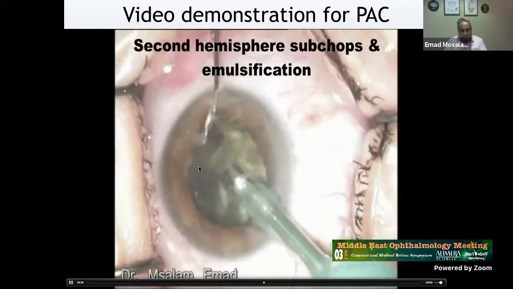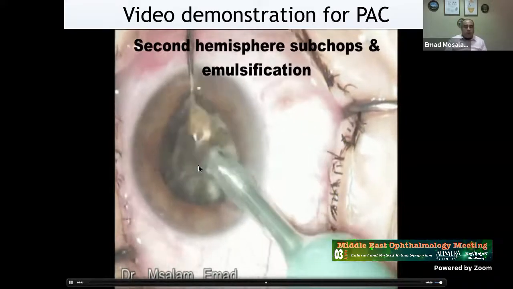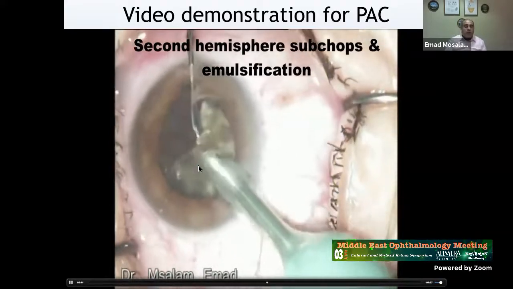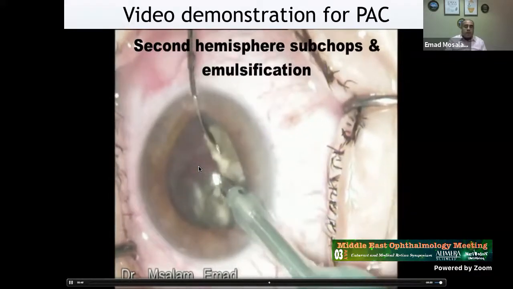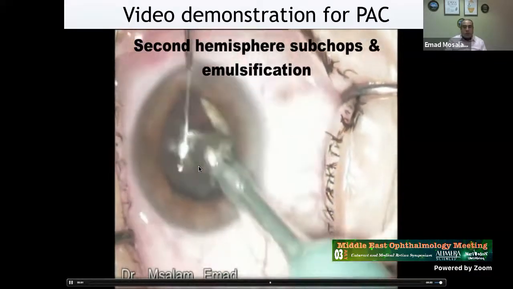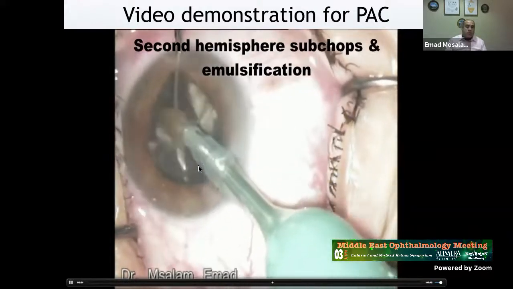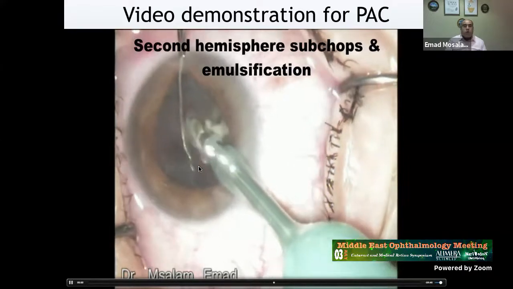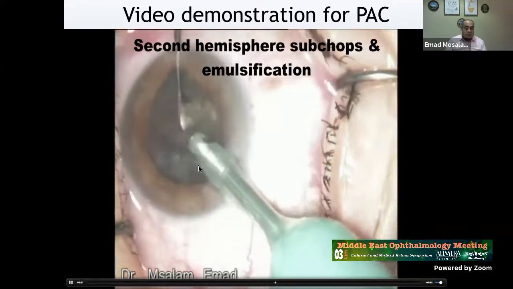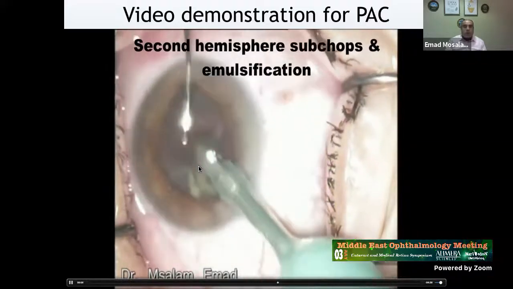to make the hard pieces smaller and easy to emulsify. As you see, last two pieces, it's coming easier and easier for emulsification using our capsule. Again, as you see, we save the posterior epinucleus and cortex as protection.